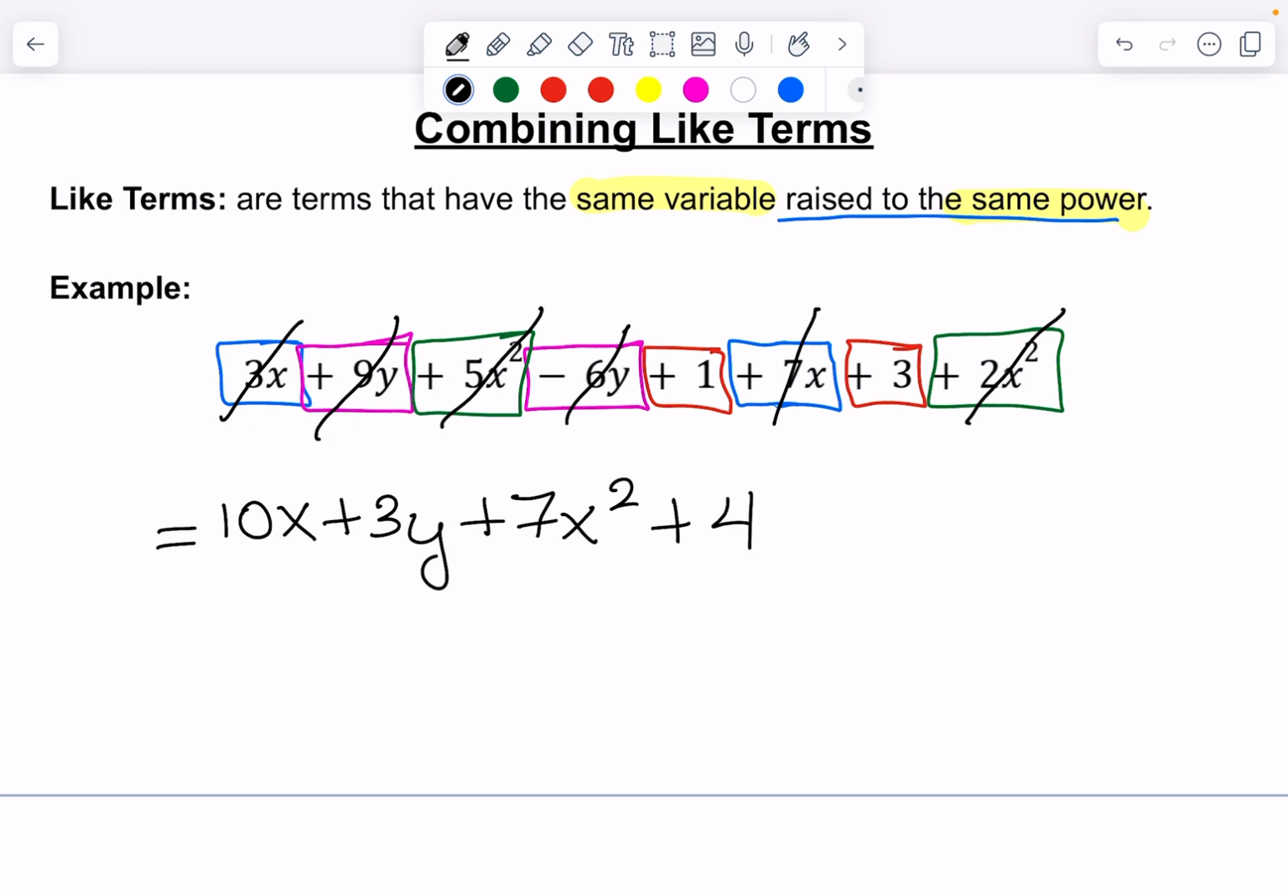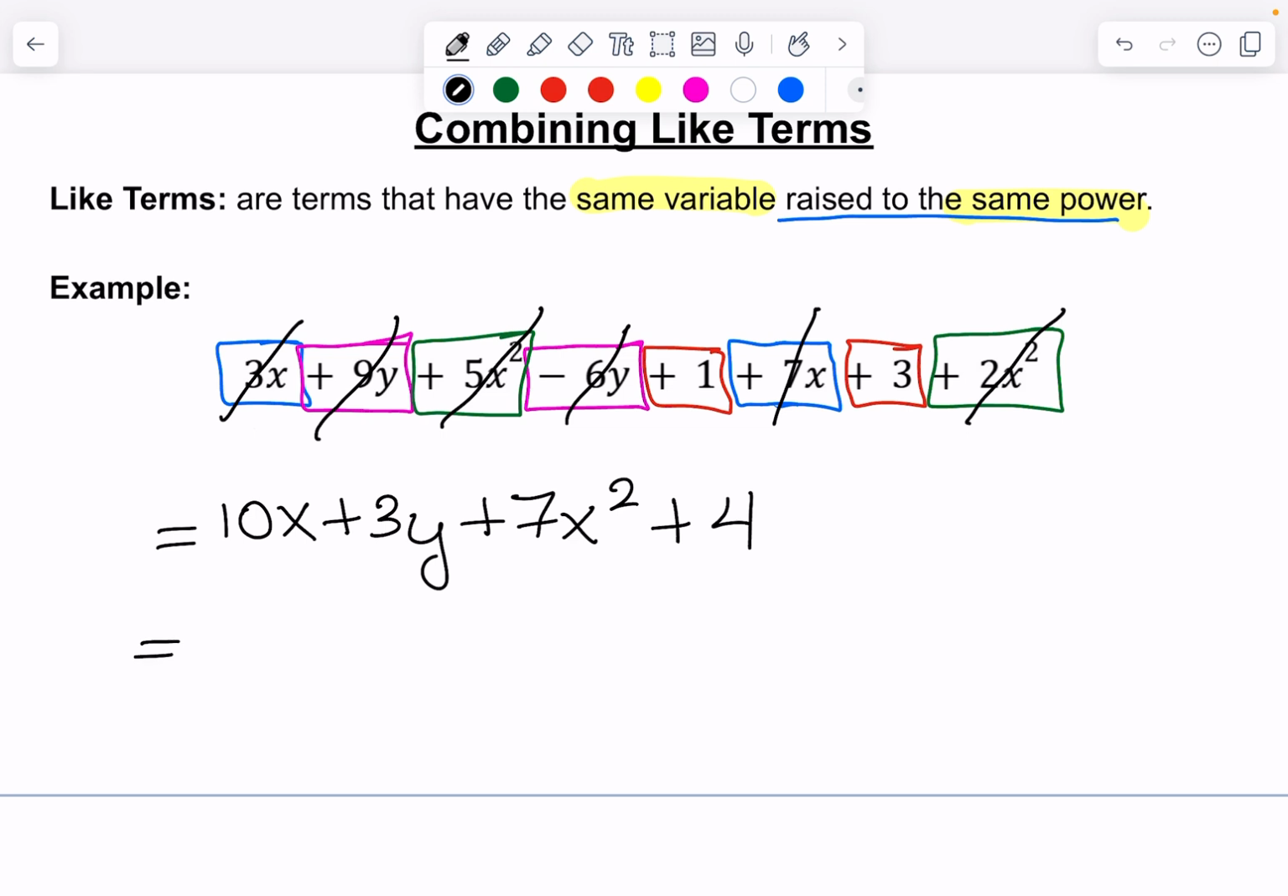Notice now that each term has a different variable or a same variable to a different power. None of the terms that are left are alike. 10x doesn't have any other numbers next to it with just an x. 3y doesn't have any other numbers next to it or by it with just a y. 7x squared is the only number that has an x squared, and 4 is the only regular number listed.